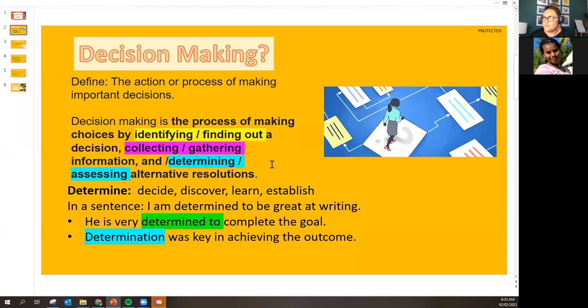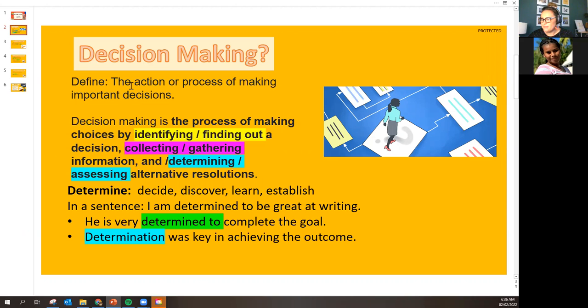The action or process of making important decisions. Decision making is the process of making choices by identifying or finding out a decision, collecting, gathering information, and determining, assessing alternative resolutions. Determine, decide, discover, learn, establish in a sentence.